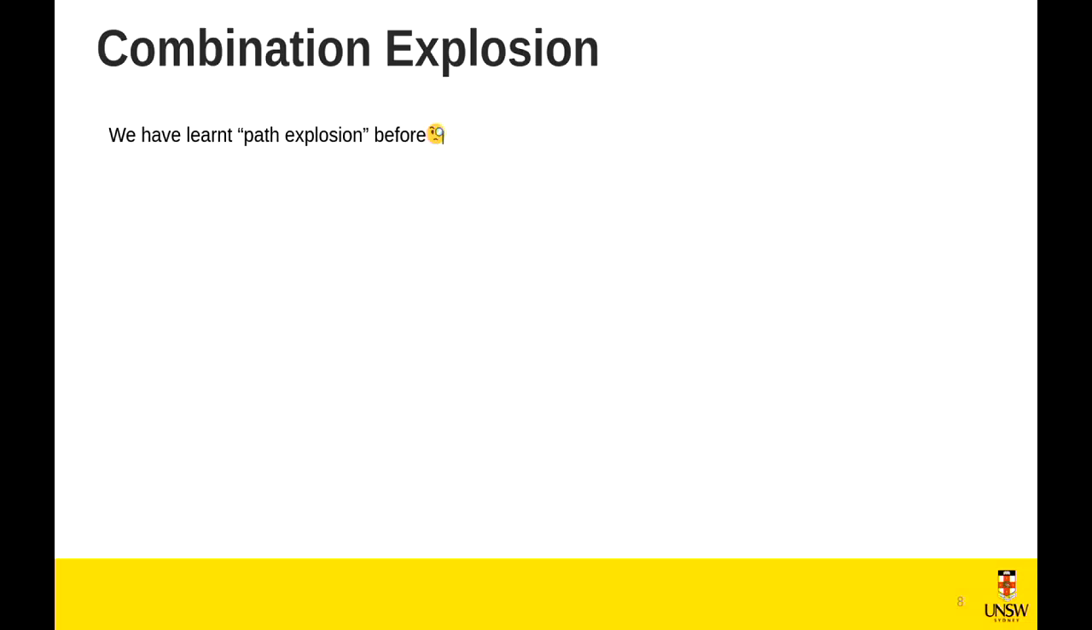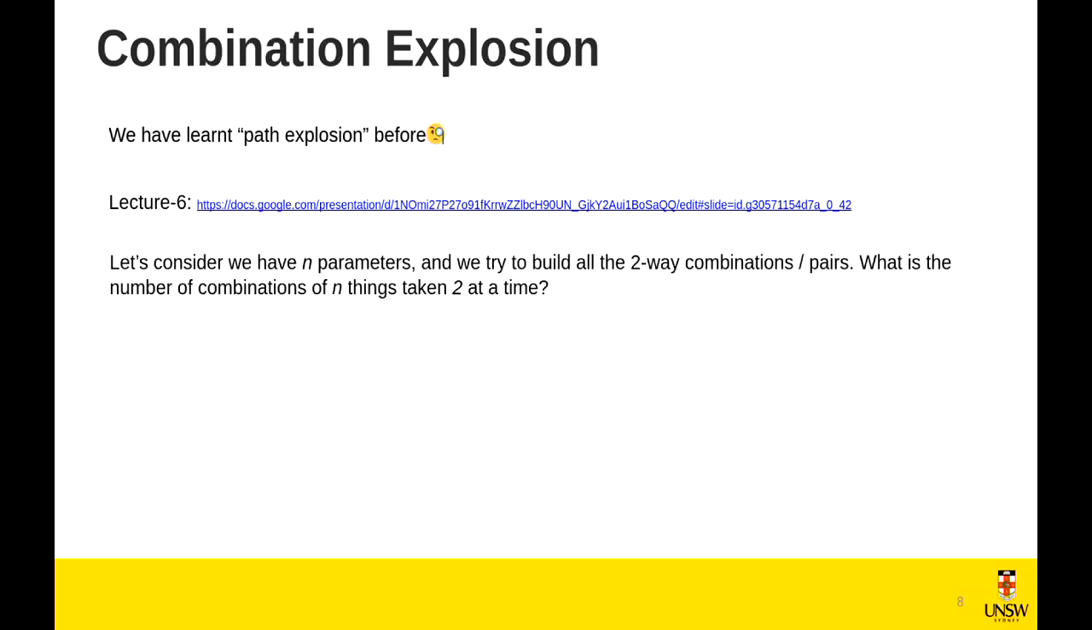So there's a problem of combination testing, a combination explosion. We have actually learned a path explosion before, and do you still remember where we learned it? Okay, that's good. So actually we learned it in lecture 6. And let's consider that we have n parameters, and we want to do 2-way combinations. We want to find all the pairs out of the n parameters. So how many pairs can we have here? Yeah, Cn2 actually. And this is how it is calculated.